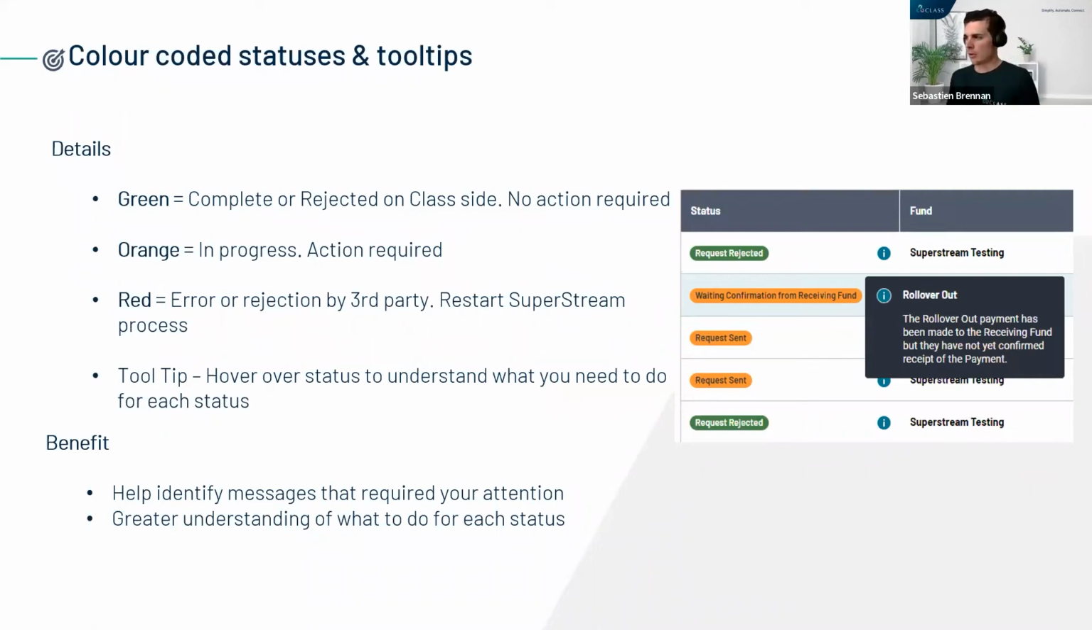So the other thing we've introduced here is a tooltip. So you'll see the eye that's next to the status. If you hover over the eye, that will show you a box to pop out with information on what that status means, so you have a better understanding of what you need to do. So we're hoping that with the color coding, it'll make it easier for you to know which messages require your attention, and also with the tooltip that we're adding for each status, you'll have a better understanding of what the status means. We know there's quite a lot of statuses. They all have slightly different meanings, so we're hoping that this will make it easier for you to use.